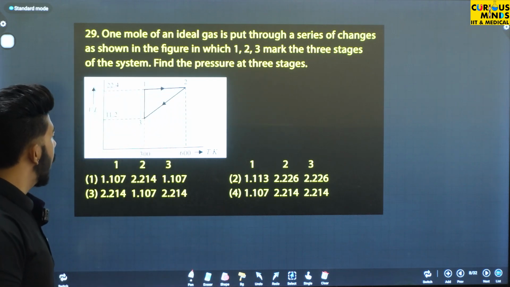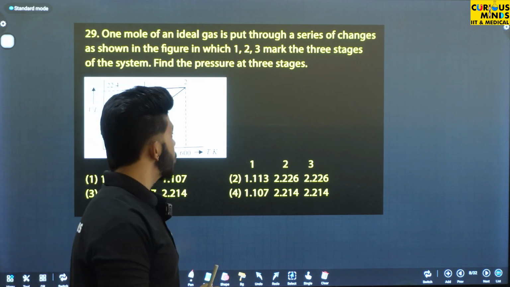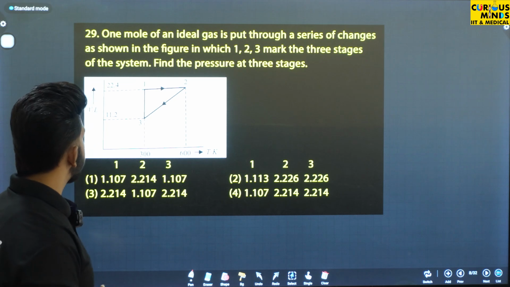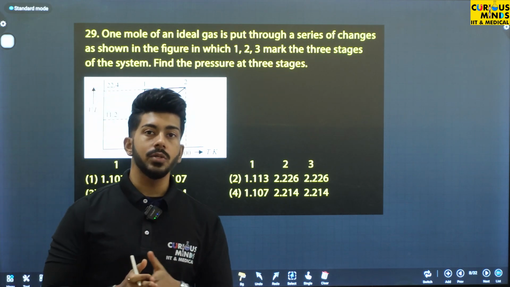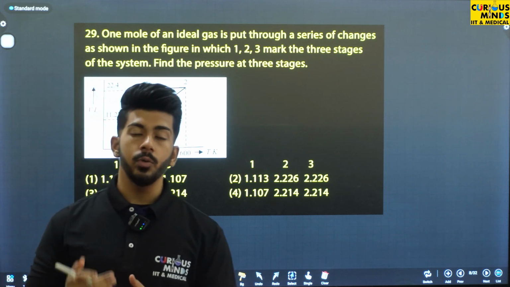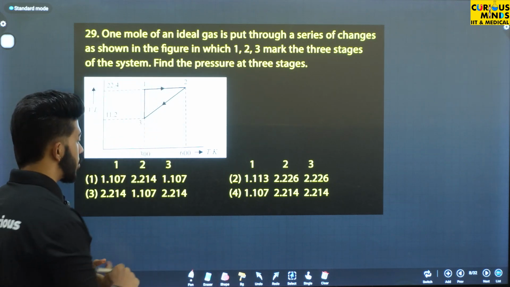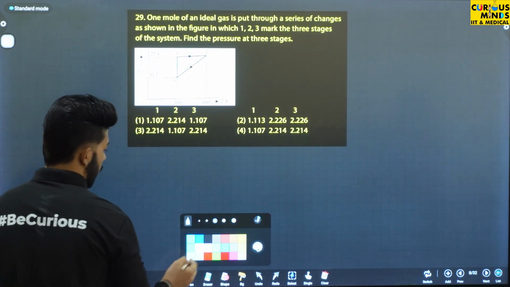It says 1 mole of an ideal gas is put through a series of changes as shown in the figure, which contains 3 steps or 3 states, right? Find the pressure at each of the 3 stages. That means at each stage we have the volume and temperature given, and we have to find out the pressure, right? Let me zoom it out.